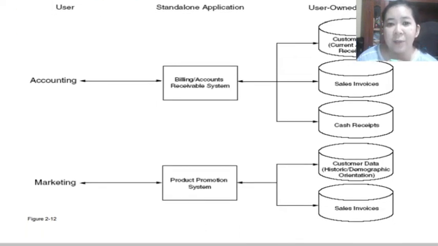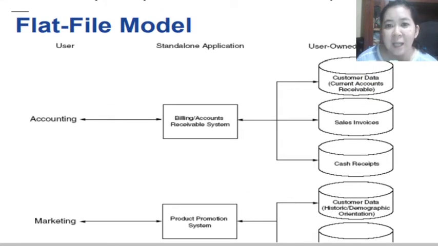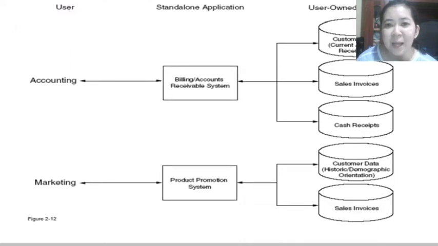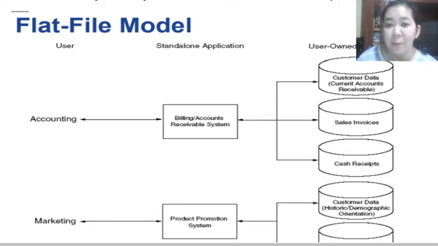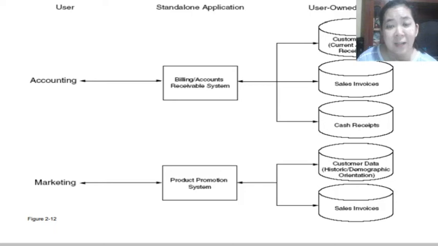And for the marketing department, their objective is product promotion. In this case, their data needs are also customer data, but what they need is the historical or demographic orientation of the customers, as well as the sales invoice. If you could notice, there seems to be the same sets of data that the accounting and marketing departments need. However, they have different objectives in using these same data sets.